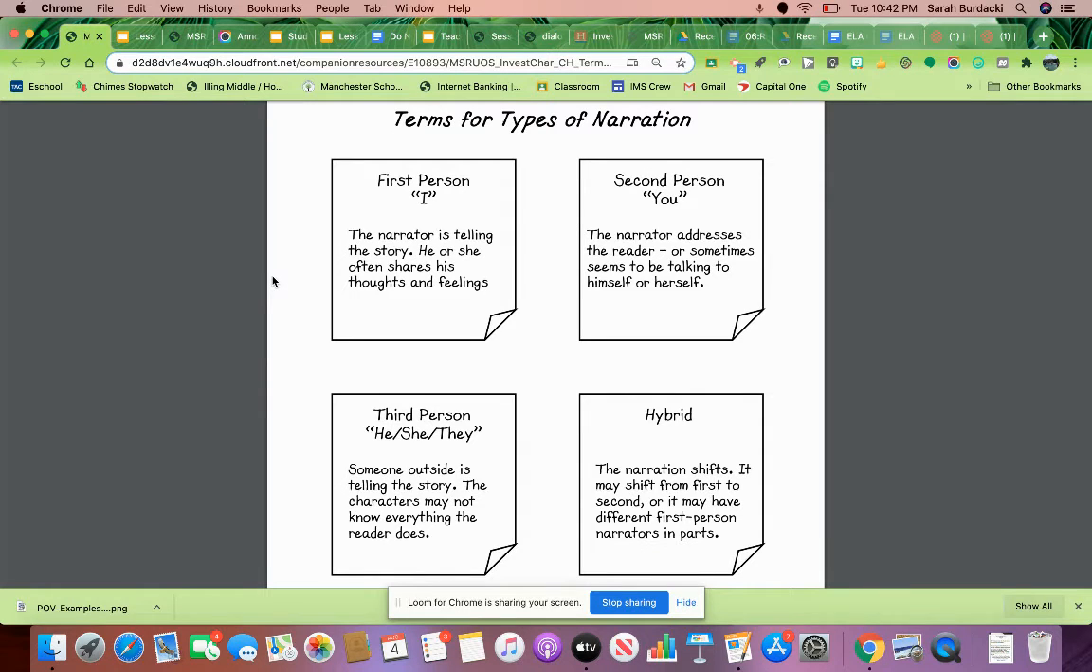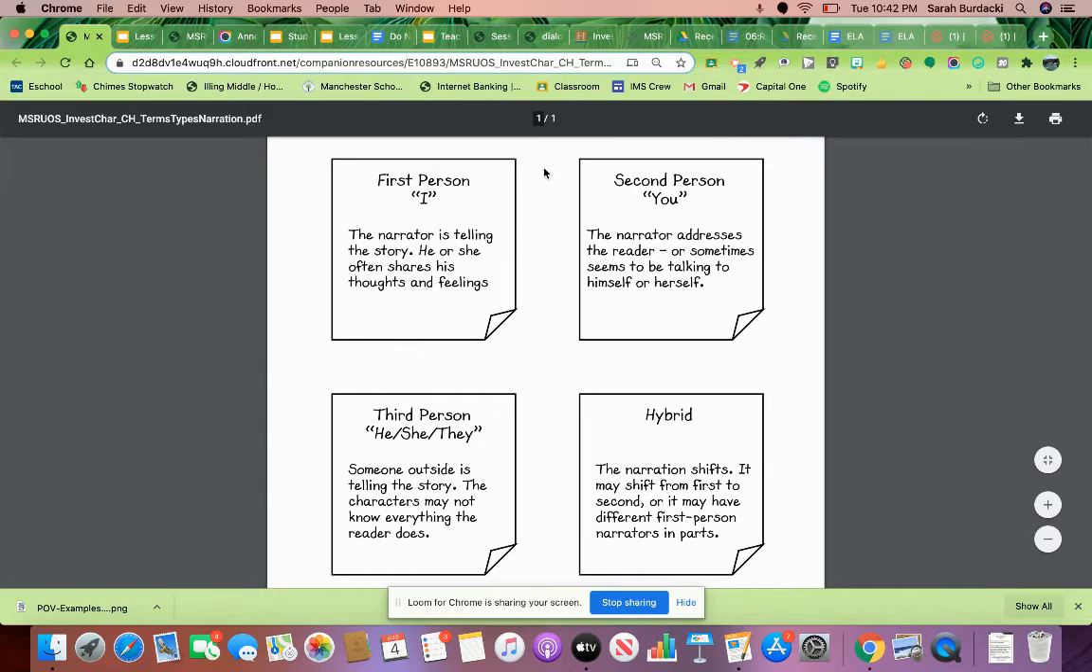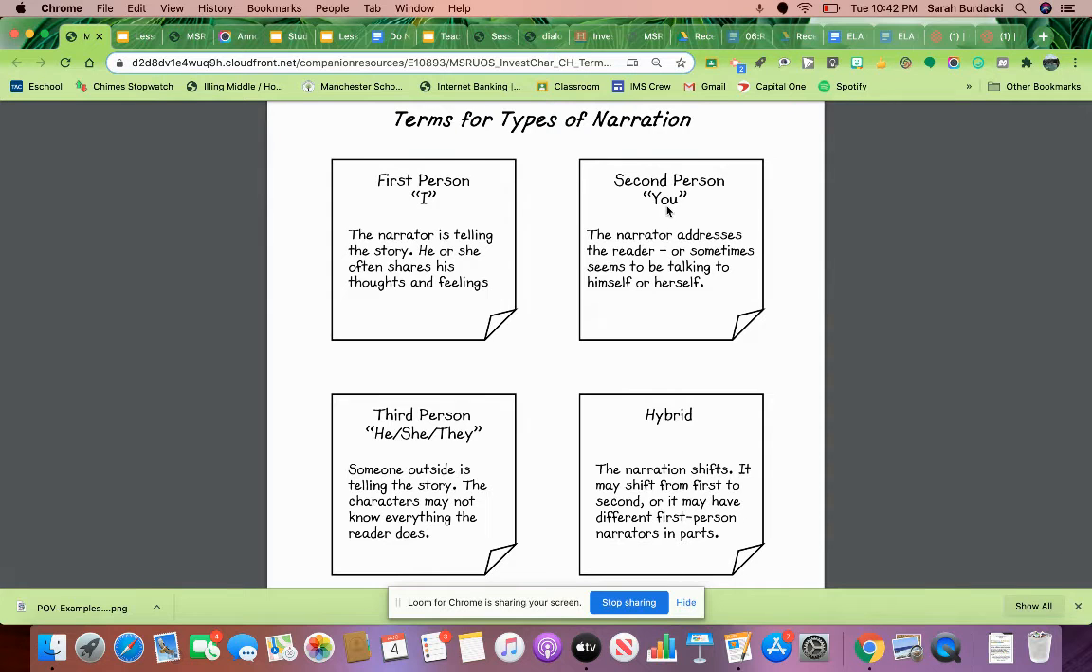So, in order to figure out the narrative point of view, we need to know the types of narration. So I'm just going to go over these quickly. I do think that you've learned this before. First person uses I and me. It's the narrator telling the story. He or she often shares his or her thoughts and feelings. And then we have the second person point of view using the pronouns you and your. The narrator addresses the reader or sometimes seems to be talking to himself or herself.